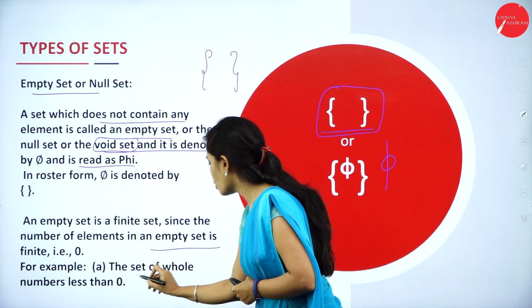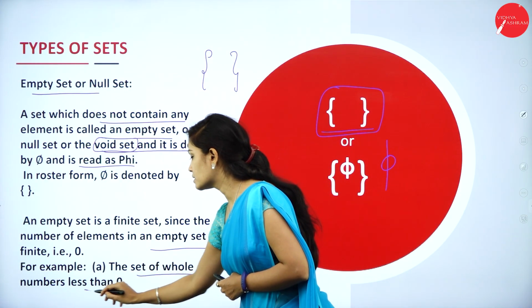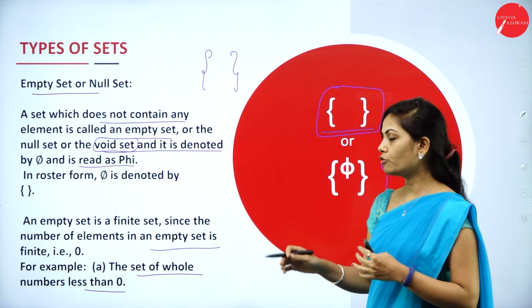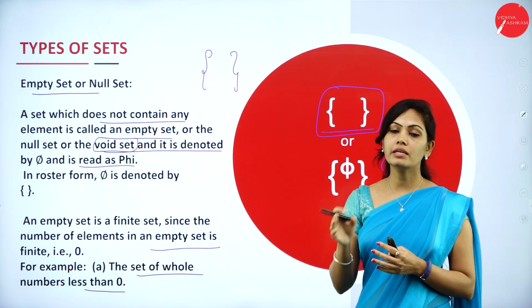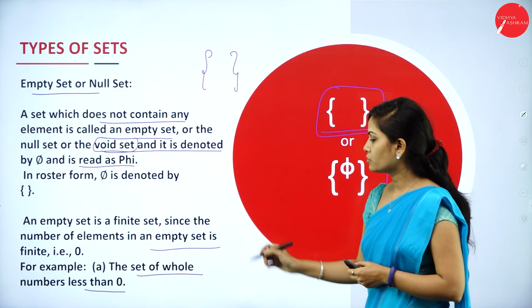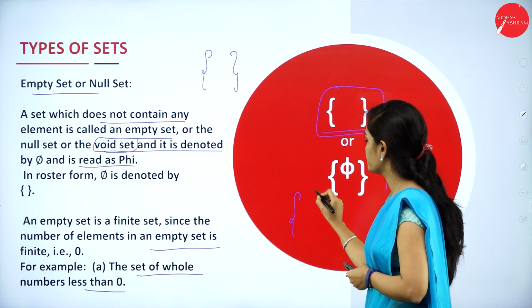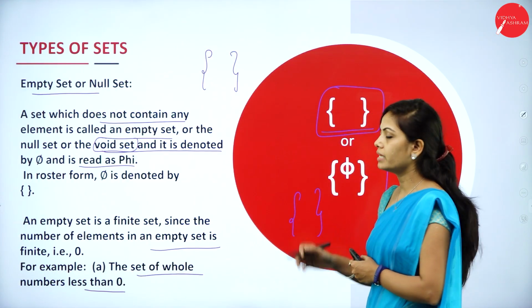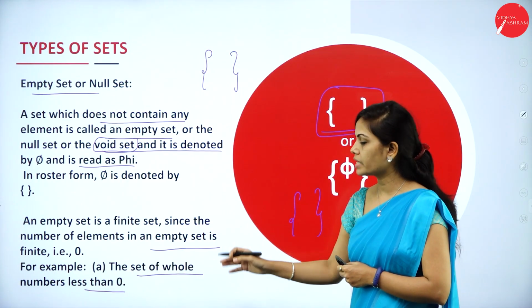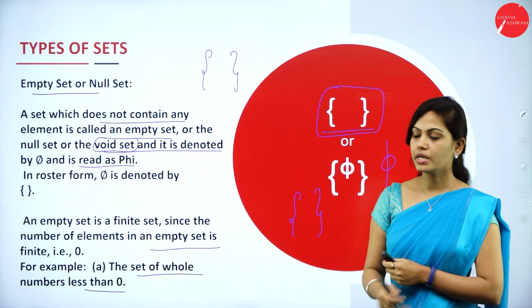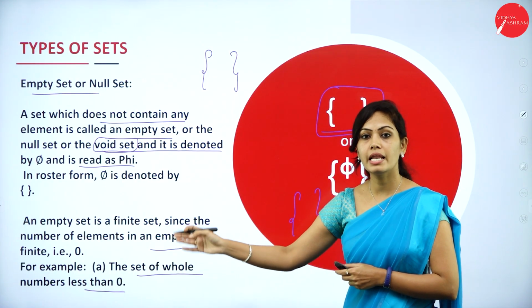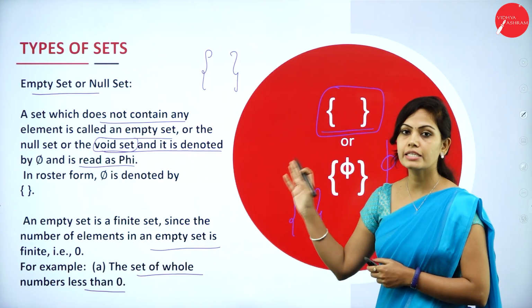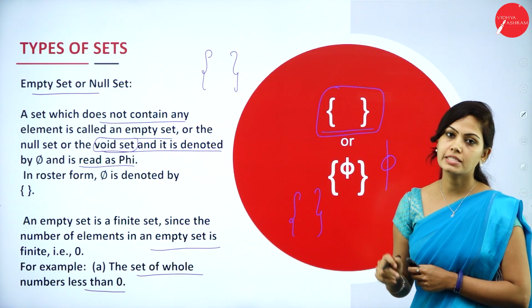Example: the set of whole numbers less than 0. It is obviously not possible. The set of whole numbers less than 0, so the set value is null. There are no whole numbers less than 0, right? So it is an empty set. This is one best example for a null set. Clear? So this is called a null set or empty set or void set.